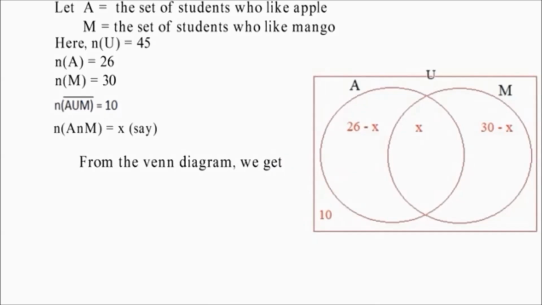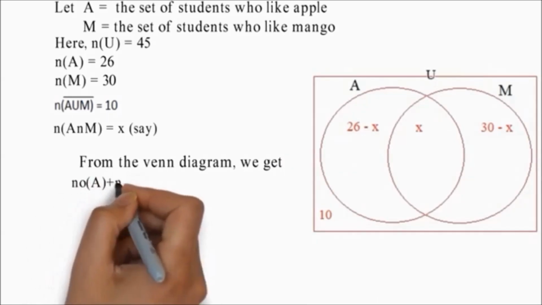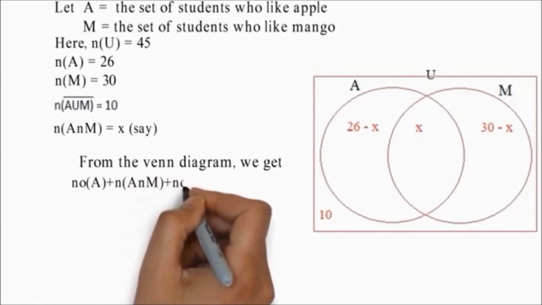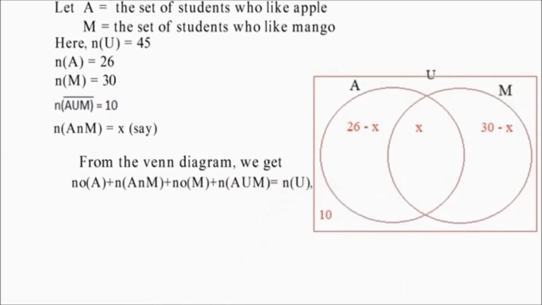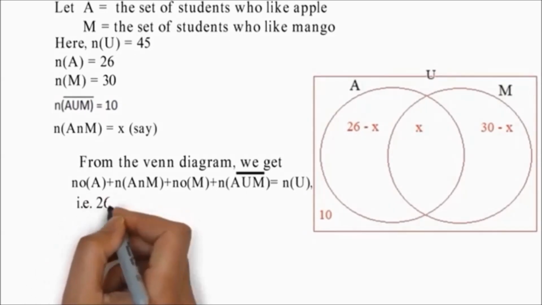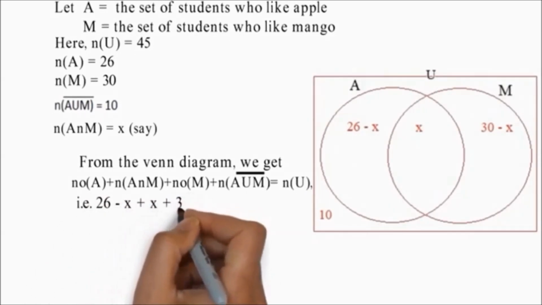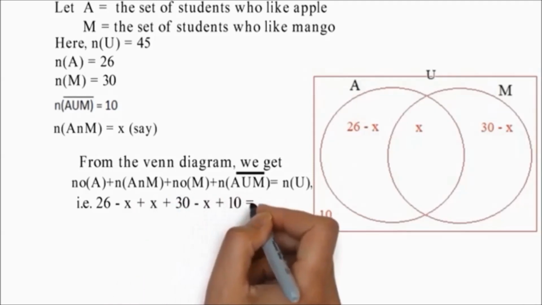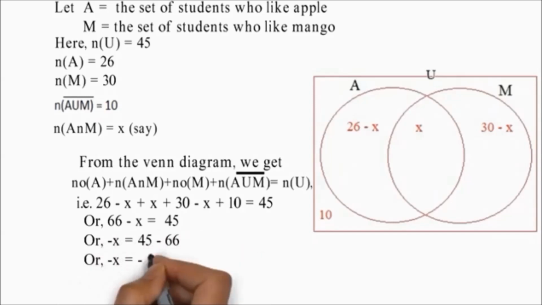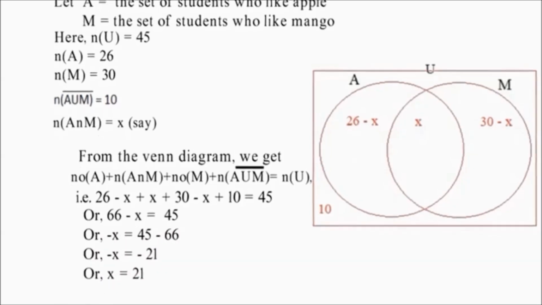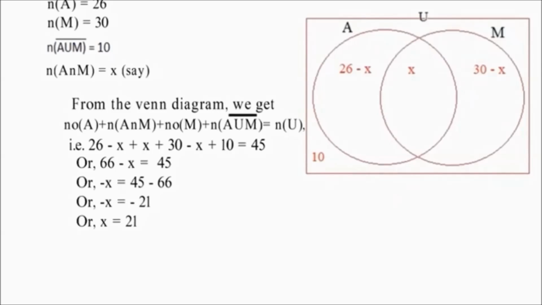From the Venn diagram, we have n(A only) plus n(A ∩ M) plus n(M only) plus n((A ∪ M)') equals n(U). Substituting the values, we have 26 minus x plus x plus 30 minus x plus 10 equals 45. By solving this equation, we get x equals 21. Now let's put 21 in the Venn diagram so as to get the value of every part.